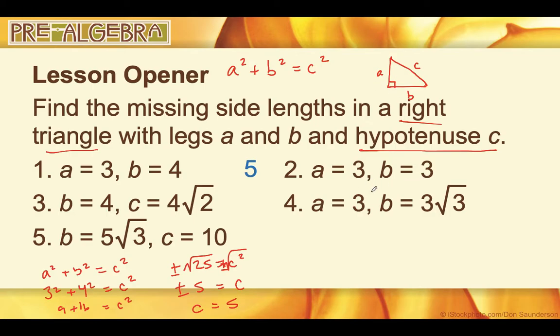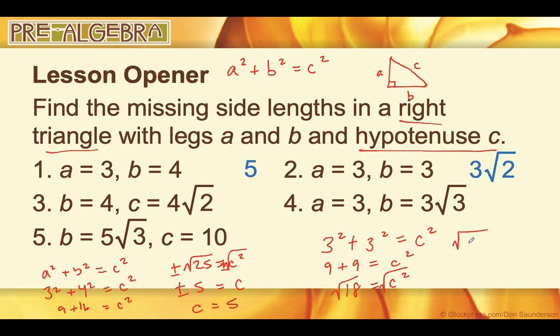All right, let's go over the answers. Number 2, what was your hypotenuse? It should be 3 root 2, or 3 times the square root of 2. Again, we've got 3 squared plus 3 squared is equal to c squared. That's 9 plus 9 is equal to c squared. 18 is equal to c squared. Take the square root of both sides. The square root of 18, that has a perfect square in it. 18 can be written as the square root of 9 times 2.